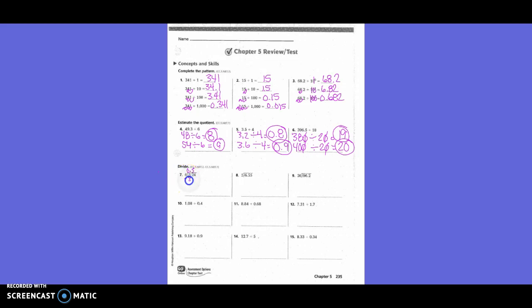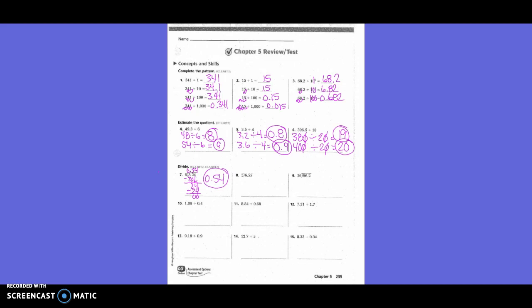30. So minus 30. 32 minus 30 is 2. And bring down my 4. 6 into 24? 4 times. 6 times 4 is 24. So 24 minus 24 is 0. So my answer is 0.54, 54 hundredths. Okay, 6 and 55 hundredths divided by 5.